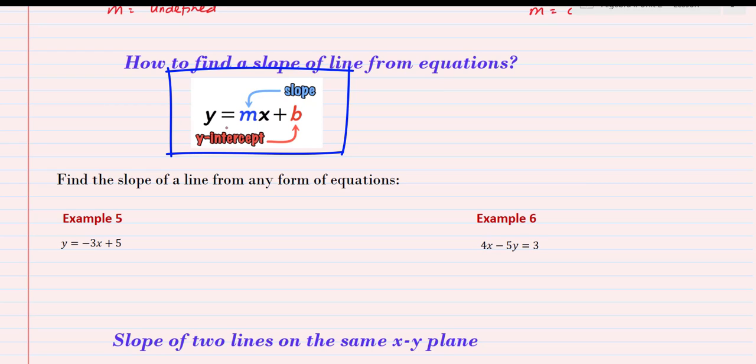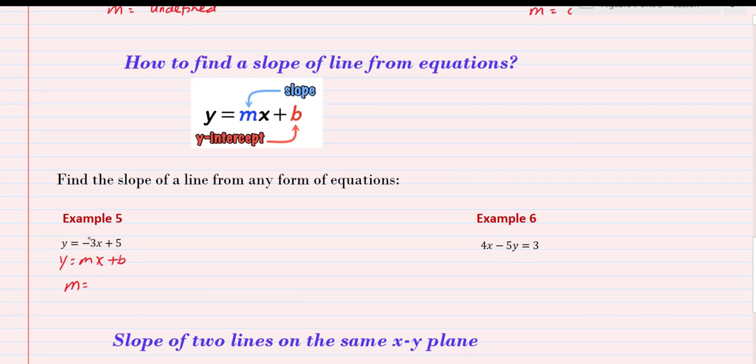Now, sometimes the equation is given to us in y equals mx plus b form. That time it's going to be a lot easier. Let's do the first example. We have y equals -3x plus 5. As you can tell, this is in the form y equals mx plus b. So the slope in this case is the coefficient of x, which is going to be -3.